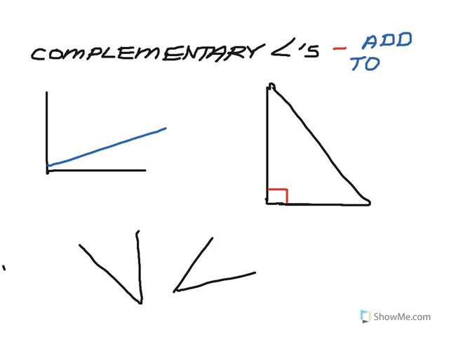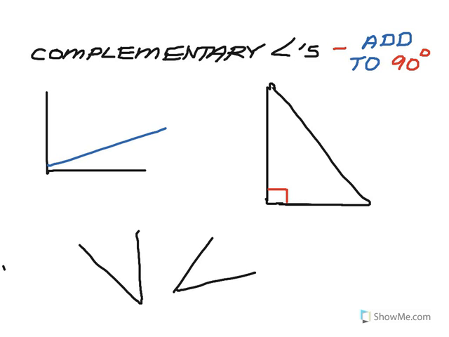Lesson 2.4 is about special pairs of angles. Okay, the first special pair of angles are two complementary angles. And two complementary angles are any two angles that add up to 90 degrees. They don't have to be in the same figure, but they add up to 90 degrees.